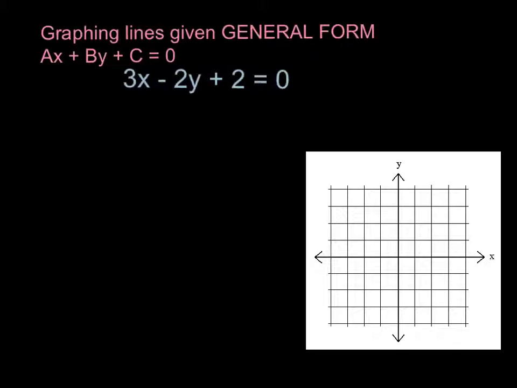I've quickly shown you 3 different ways: using a table of values, using x and y intercepts, and also converting it to slope-intercept form. So I want you to choose one of those methods. It really doesn't matter what you use. Press pause on the video and then give this question a try and see if it's the same as what I have.